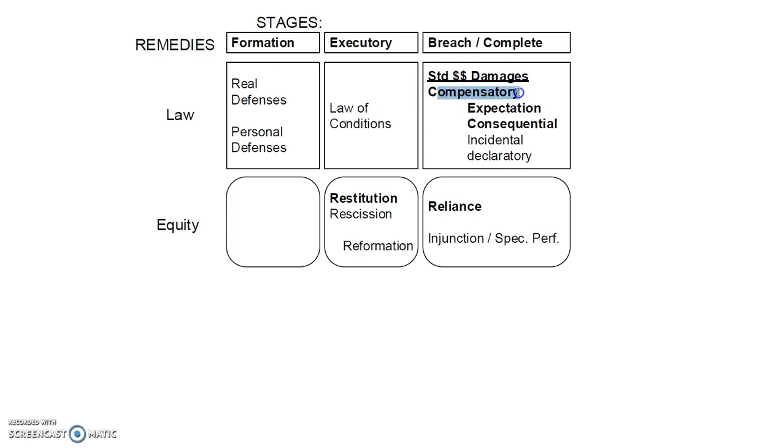So, for example, under compensatory damages are going to be expectation and consequential damages, as well as incidental damages and declaratory relief. Under equity, in the formation stage, usually no remedies are applied. However, in the executory stage, restitution is the principal remedy, running the spectrum from rescission to reformation. And under the breach of contract stage, the reliance damages are applied, sometimes with injunction and specific performance.